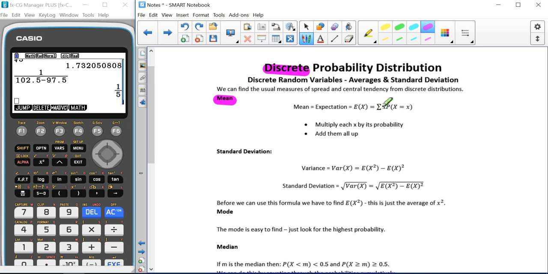do the outcome times the probability of that outcome happening, and we're going to have to add all of those together, which is what this summation sign here means. This symbol here that looks a bit like an E means that we're adding together the outcomes times the probability of that outcome.